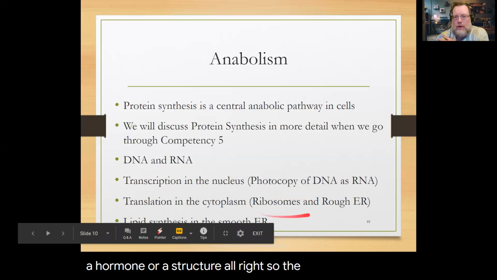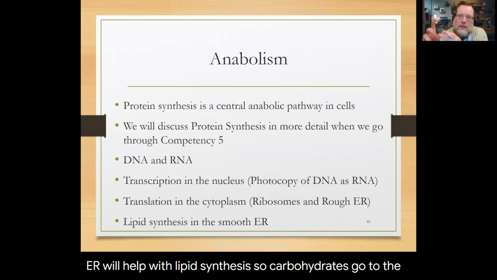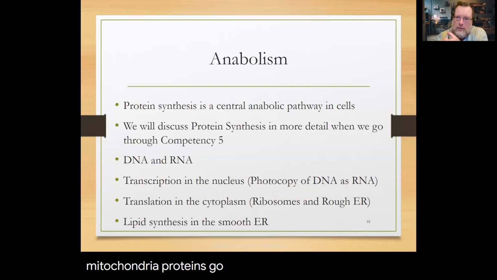So the primary organelles, ribosomes, and rough ER for protein synthesis. The smooth ER will help with lipid synthesis. So carbohydrates go to the mitochondria, proteins go to the ribosomes and rough ER, and lipids go to the smooth ER.